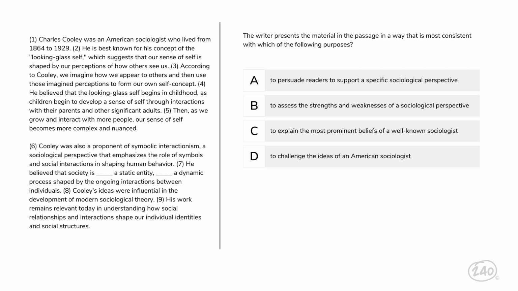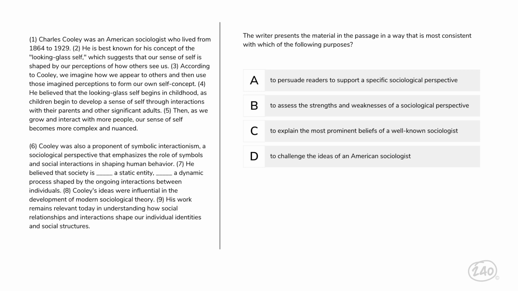According to Cooley, we imagine how we appear to others and then use those imagined perceptions to form our own self-concept. He believed that the looking glass self begins in childhood, as children begin to develop a sense of self through interactions with their parents and other significant adults. Then, as we grow and interact with more people, our sense of self becomes more complex and nuanced.